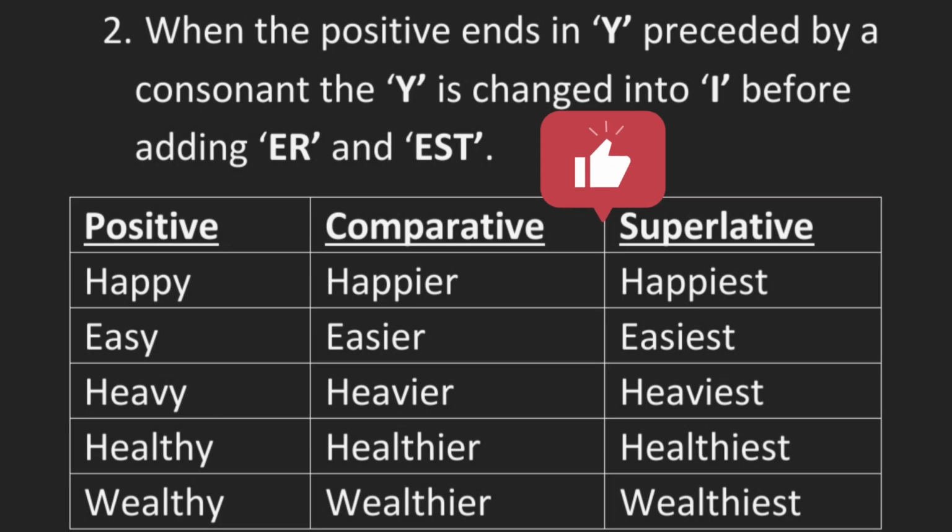Now the second type is when the positive ends in y preceded by a consonant, the y is changed into i before adding er or est, right? So when the word is ending with y, the adjective is ending with y, we need to change the y with i, and er and est is used as it is. Right? So you can see the examples for the same. Happy, happier, happiest. Easy, easier, easiest. Heavy, heavier, heaviest. Healthy, healthier, healthiest. Wealthy, wealthier, wealthiest. And there are many more examples for the same.